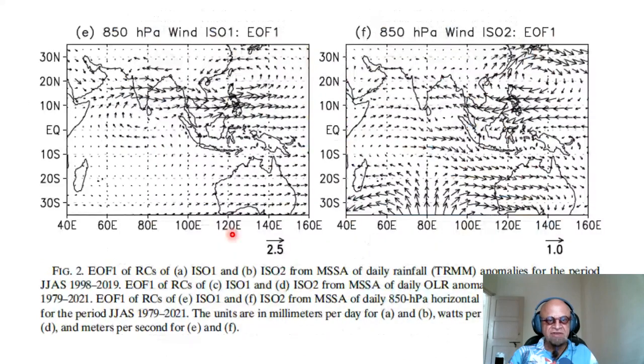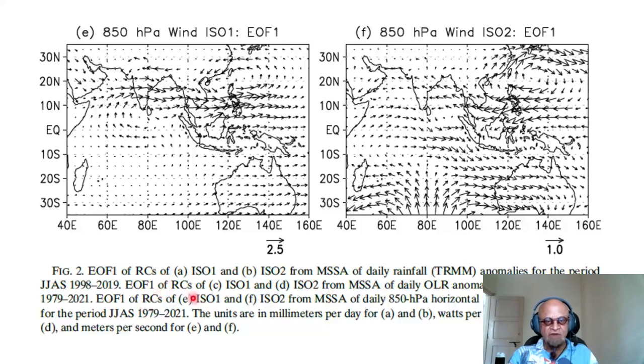And the second figure here is looking at EOF1 of RCs of ISO 1 and ISO 2 from MSSA of daily rainfall TRMM anomalies for the period, again 1998 to 2019, because that's all the TRMM data you have, which is a different product. In many ways, there are arguments made as to why you need to use one or the other rainfall product, because they can all differ at some level. Rainfall is tricky not only for modeling but also for measurements.